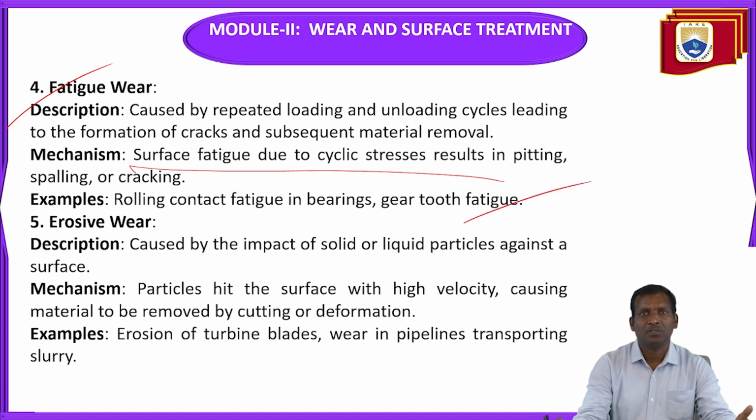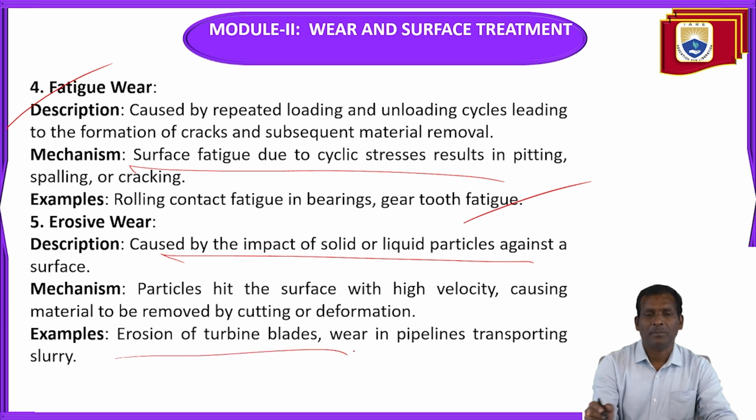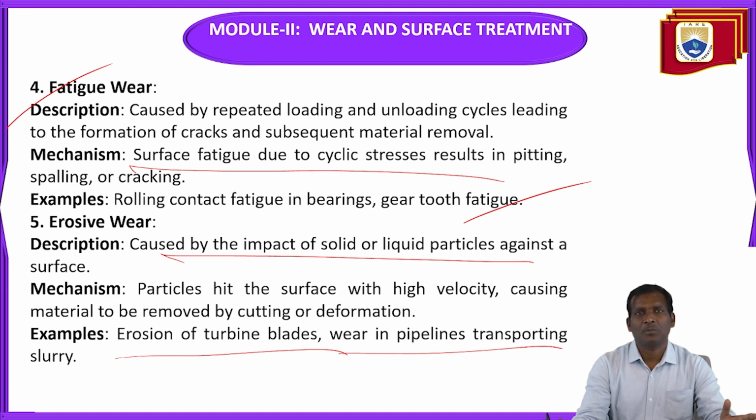Erosive wear is caused by the impact of solid or liquid particles against a surface. The mechanism is that particles hit the surface with high velocity, causing material to be removed by cutting or deformation. Examples are erosion of turbine blades and wear in pipelines transporting slurry. Whenever turbine blades, for example, are subjected to solid and liquid particles against the surface, some material will be removed due to this impact. In this case, erosive wear occurs.